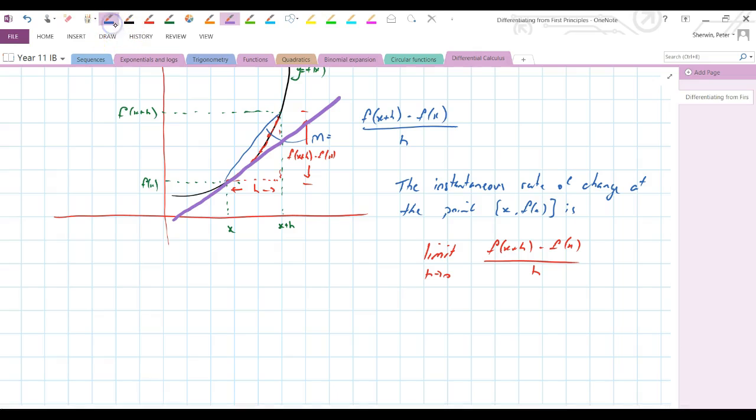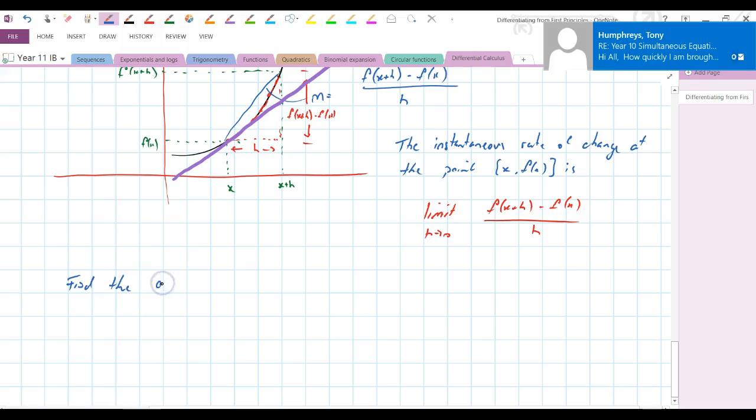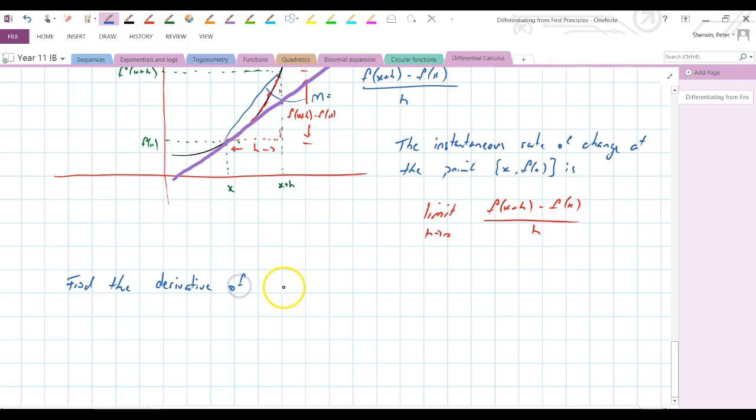So now let's do an example. Find the derivative of, let's say, f of x equals, let's just use the example in the textbook so you've got something to refer back to. I think it's x squared plus 1. Find the derivative of f of x equals x squared plus 1 using first principles.